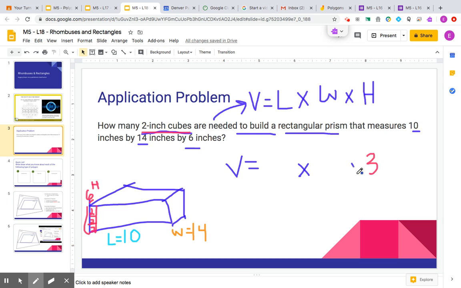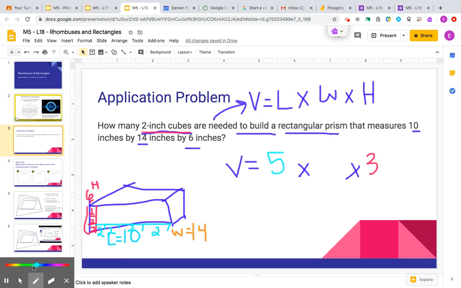Let's try to find that length and that width. My length is 10. I have cubes that each equal 2. So how many cubes are going to be needed to get to 10 inches? 2, 4, 6, 8, 10. It's hard to see, but there are 5 cubes.